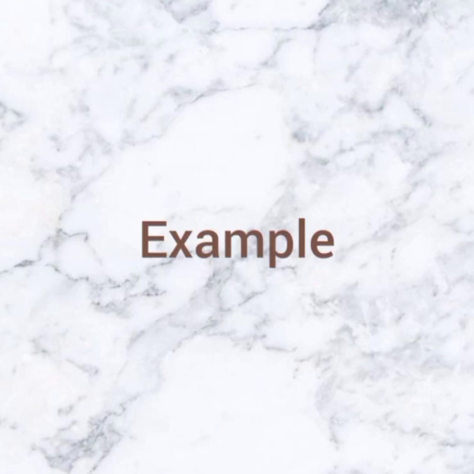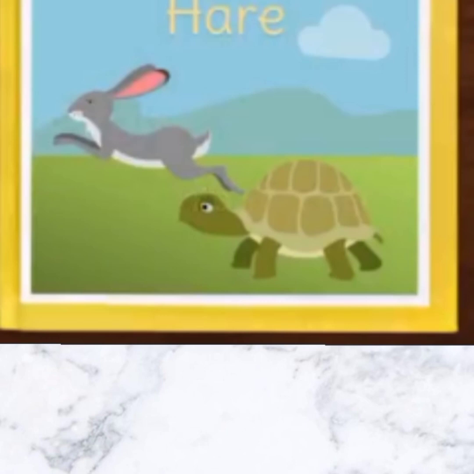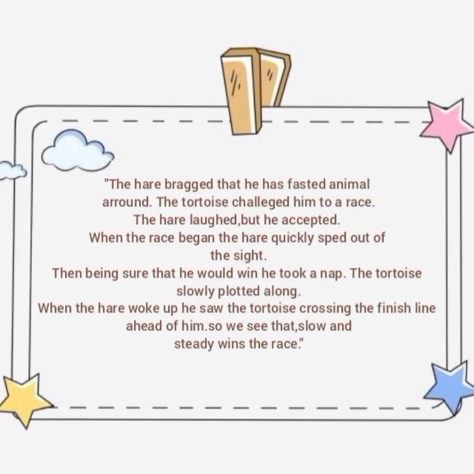So, here is an example. We will use the story The Tortoise and the Hare. The hare repeated that he is the fastest animal around. The tortoise challenged him to a race. The hare laughed, but he accepted.